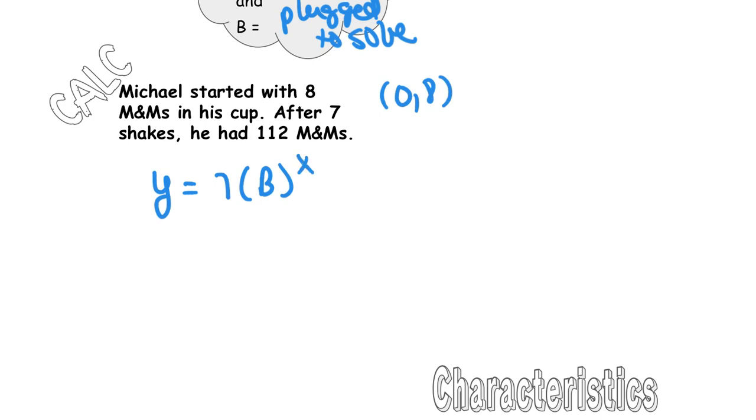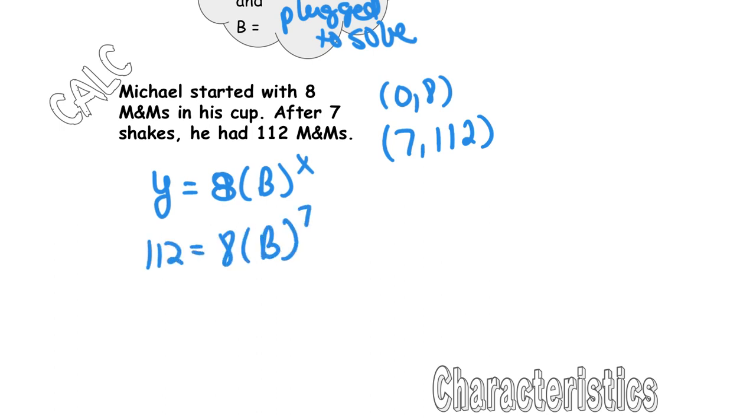And then after how many shakes? 7. He ended up with 112 M&Ms. Oh, 8. You start with 8. Sorry, my bad. So then we plug in 112 equals 8b to the 7.